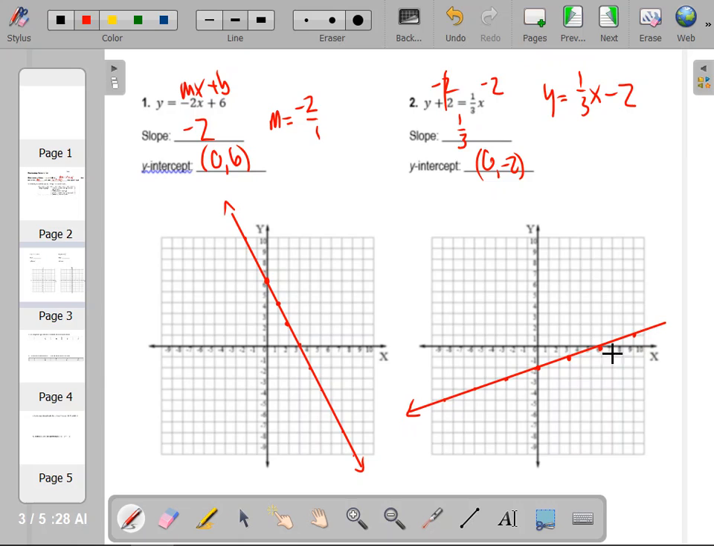So those are graphing lines in slope-intercept form. You have to make sure it's in slope-intercept form, identify the slope, identify the y-intercept, start at the y-intercept, count your slope.